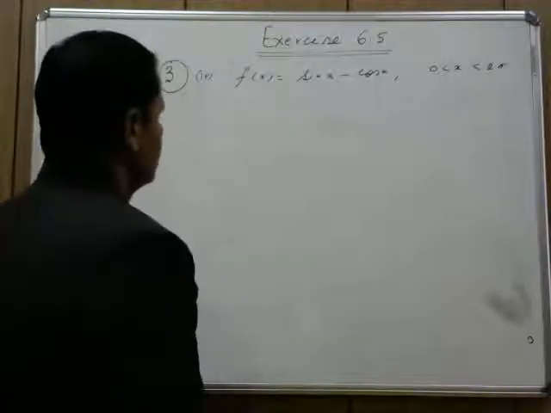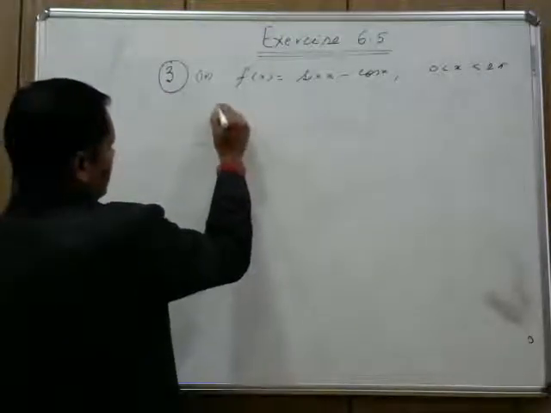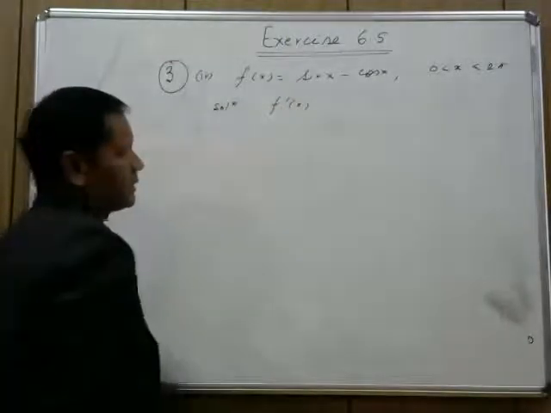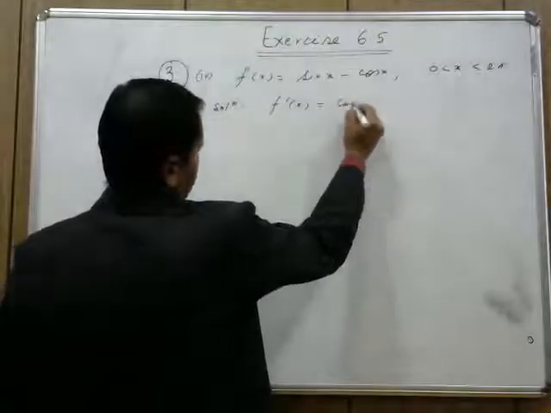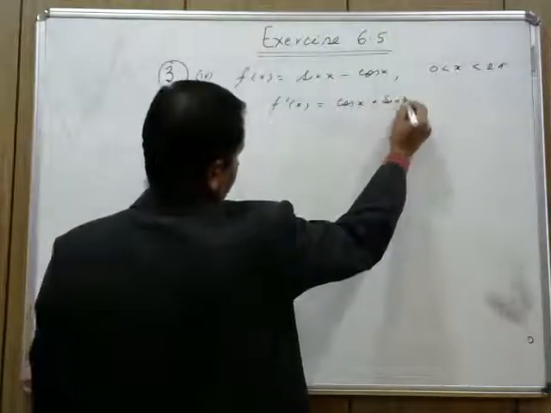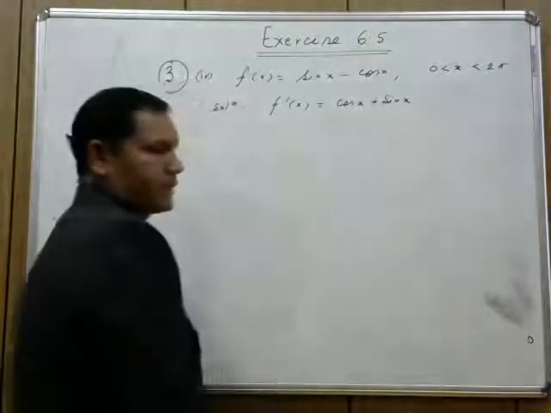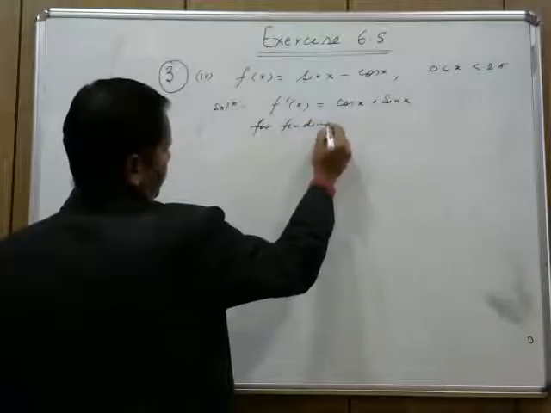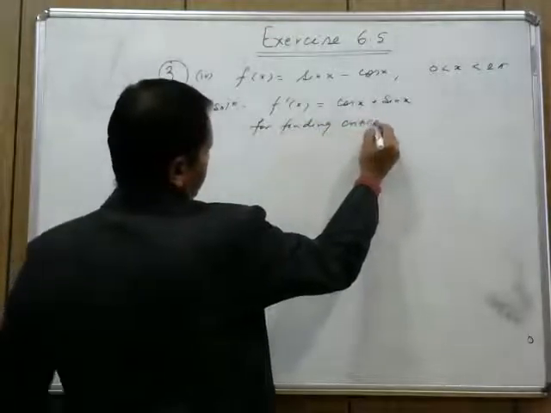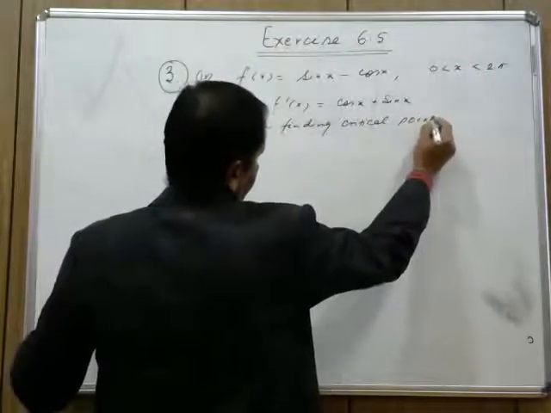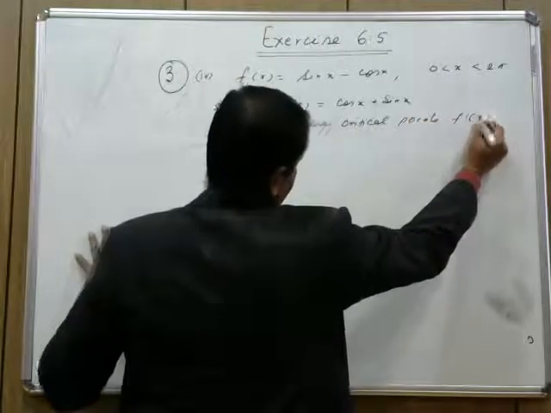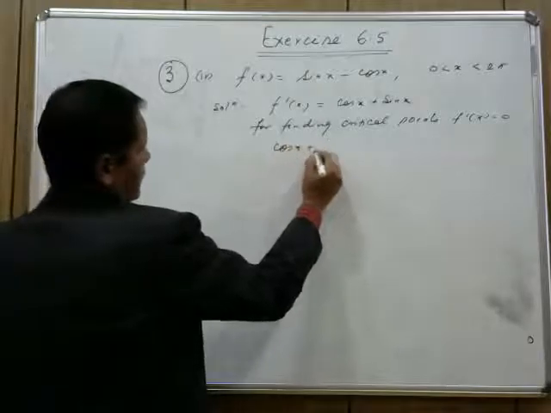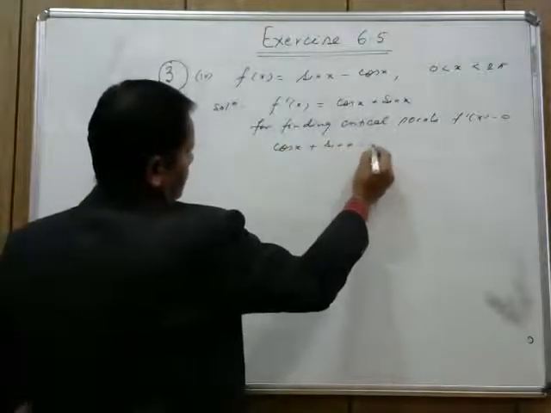first of all, we will go for finding the differentiation of this. f dash of x is equal to cos x, and minus and minus becomes plus sin x. For finding critical points, we put f dash of x equal to 0. It implies that cos x plus sin x is equal to 0.